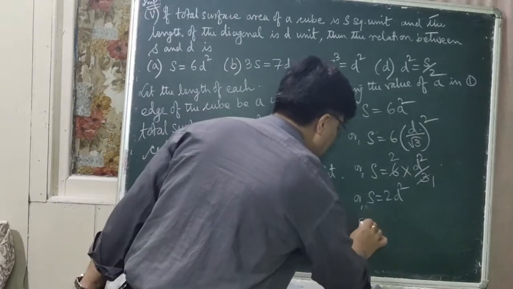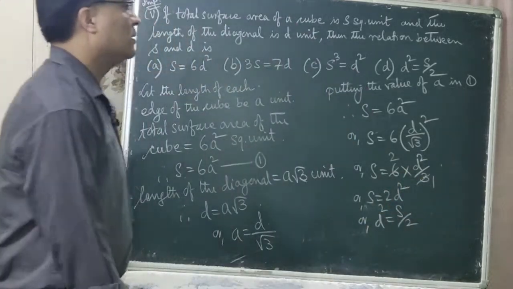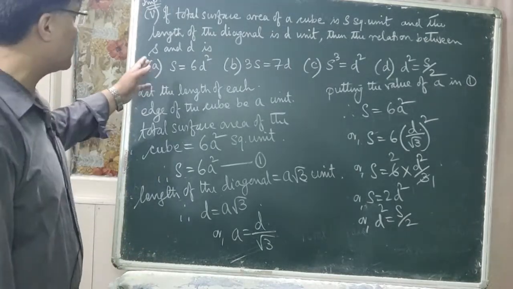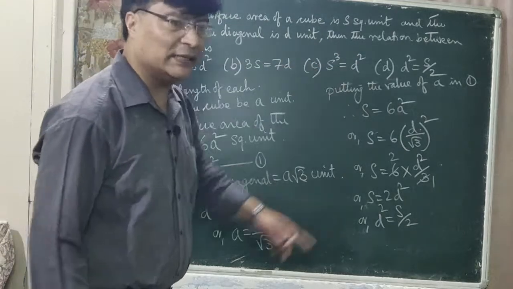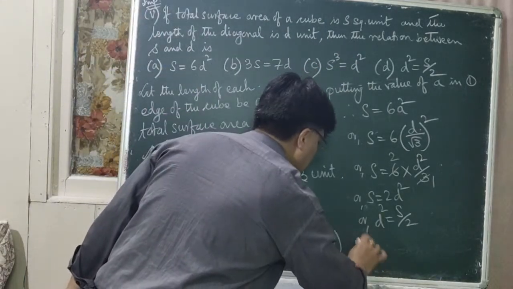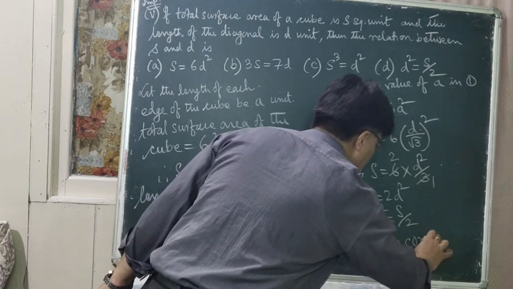So now we can get d square is equal to s upon 2. So d square is equal to s upon 2 is the correct answer. So which option is that? It is number D. D square is equal to s by 2 is correct.